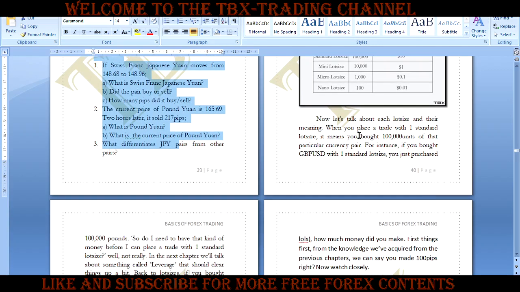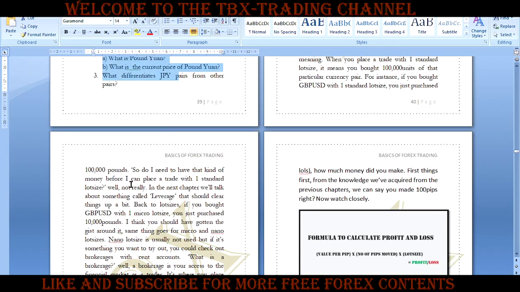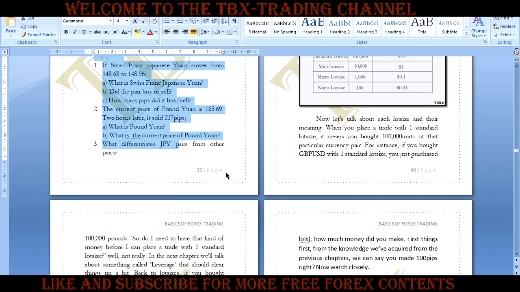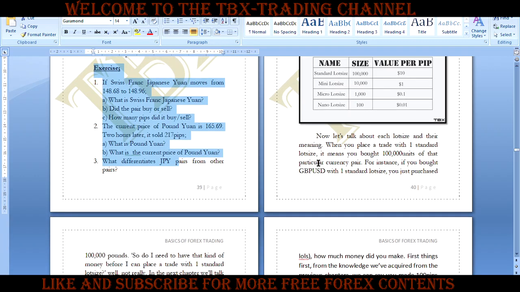So now let's talk about each lot size. You can just read about each of these, and I'll try to give you a brief explanation of everything. Like I said earlier, the amount of lot size you are buying will determine your buying power. So if you want to make more money, you use more lot size. But don't forget, the fact that you can make more money in a particular trade using more lot size also means you can lose more money in a particular trade using more lot size.